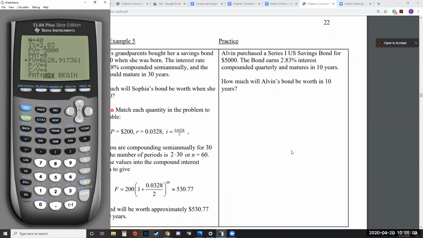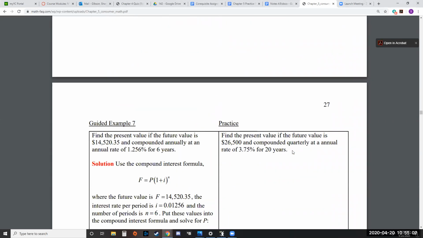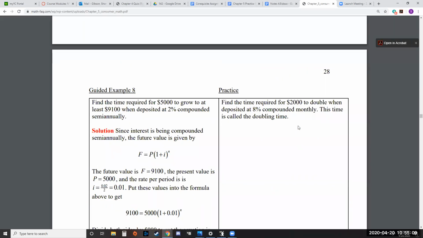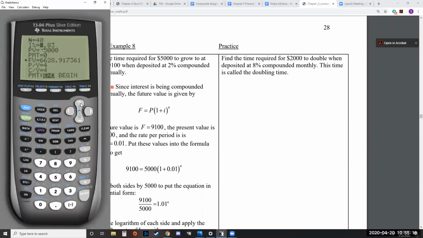All right, let's keep moving on. Let's jump to page 28 and do another example. Here we're going to find the time required for $2,000 to double under this scenario. And I just want to point out to you that when you solve for time, typically you have to use logarithms. One of the best things about this function on the calculator is it doesn't matter which part you're solving for, it's always the same. You plug in everything else, you alpha enter to solve for the piece you're looking for. You don't have to worry about any of the messy algebra.